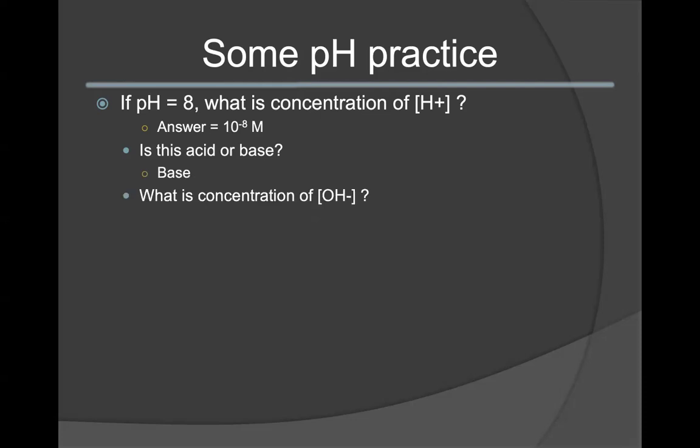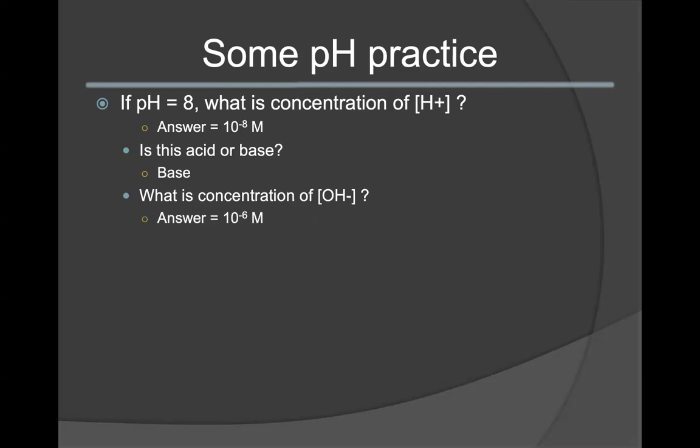Similarly, what is the concentration of hydroxide ions? So if we know the concentration of hydrogen ions, we should be able to easily figure that out. If my concentration of hydrogen ions is 1 times 10 to the minus 8, that means my concentration of hydroxide ions must be 1 times 10 to the minus 6. Why? Because minus 8 plus minus 6 should add up to minus 14.